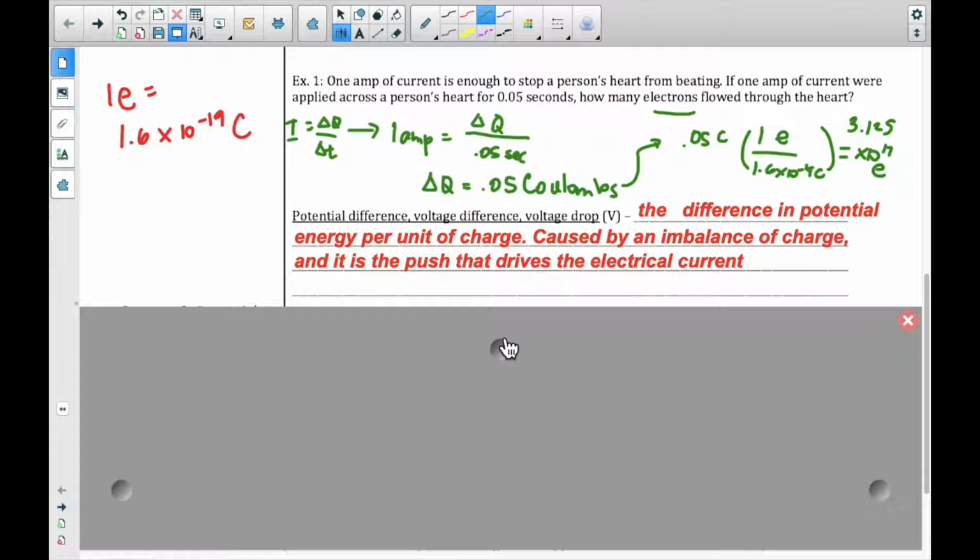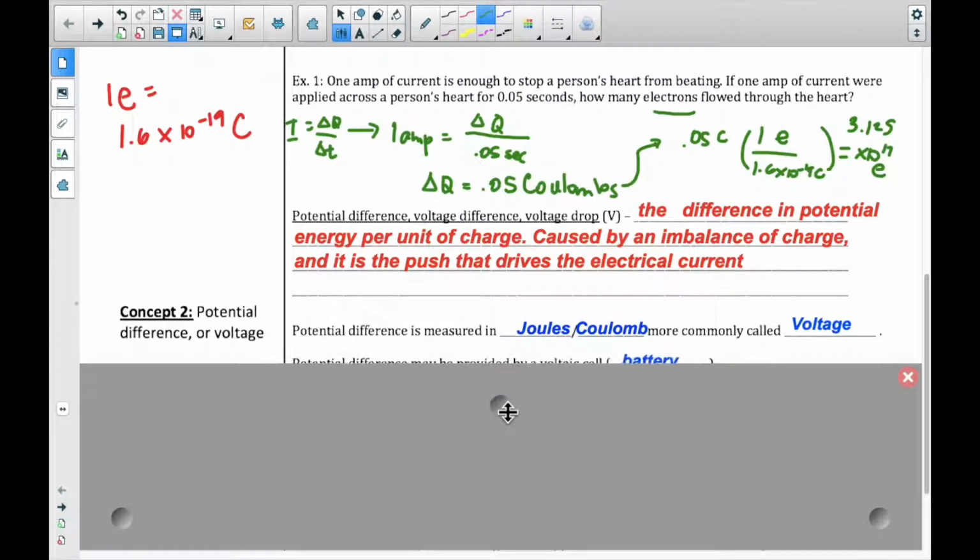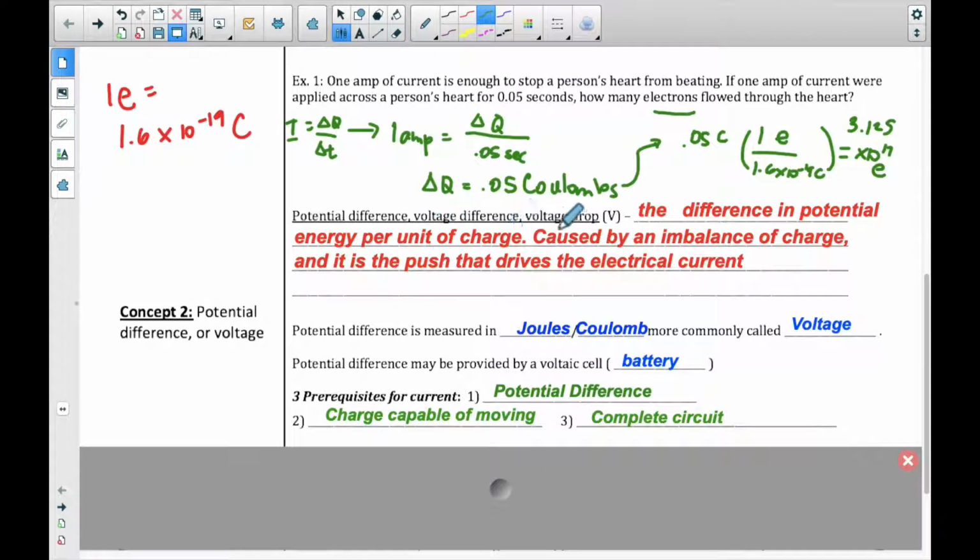Okay, let's talk about the phrase potential difference or voltage. These three terms, potential difference, voltage difference, and voltage drop, they all really mean the same thing. It is the difference in potential energy per unit of charge. It is caused by an imbalance of charge, and it is the push that drives the electrical current.